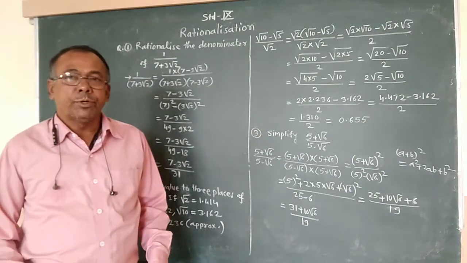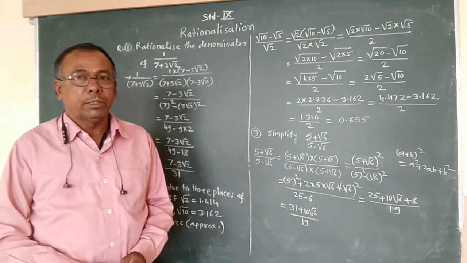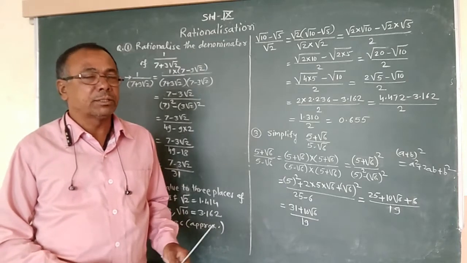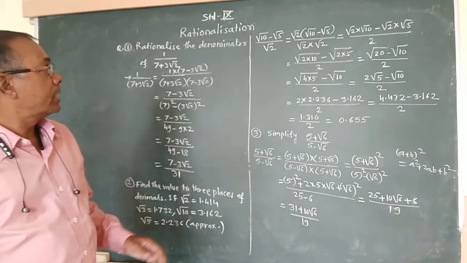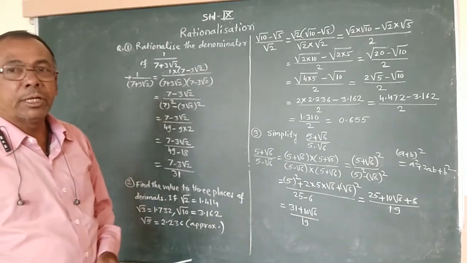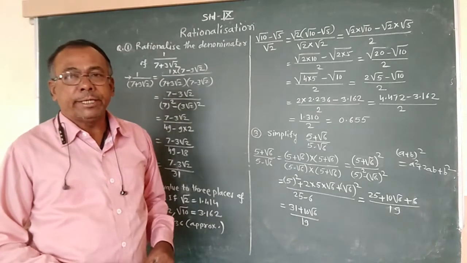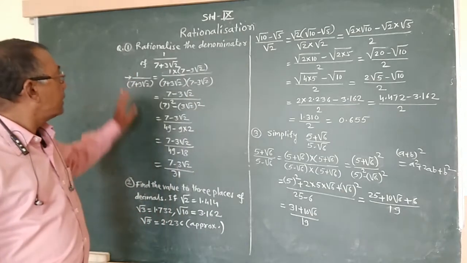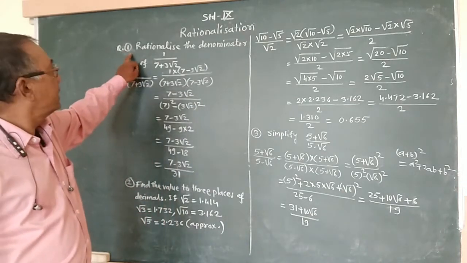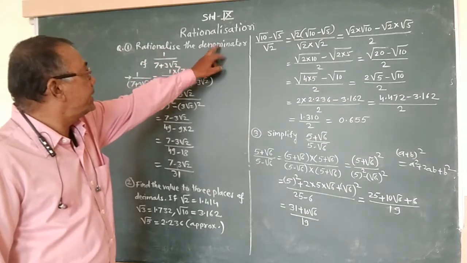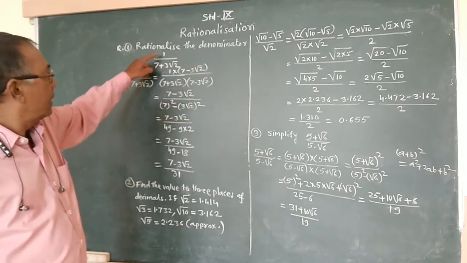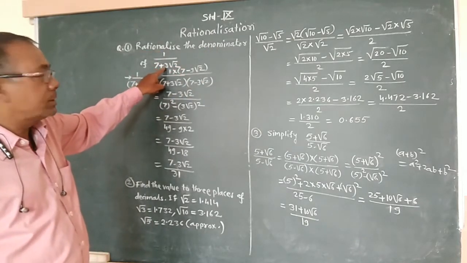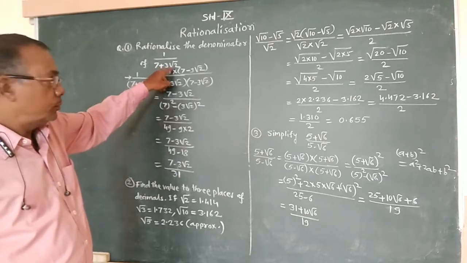Today we are going to see some more examples related to the rationalization of the denominator of the given expression. Here the first example is: rationalize the denominator of 1 upon 7 plus 3 root 2.